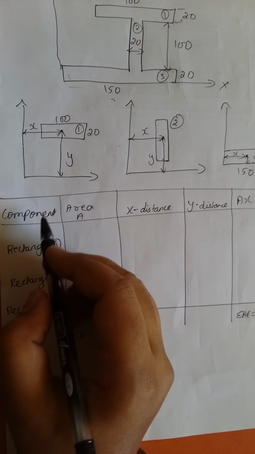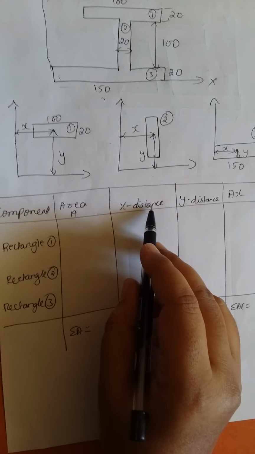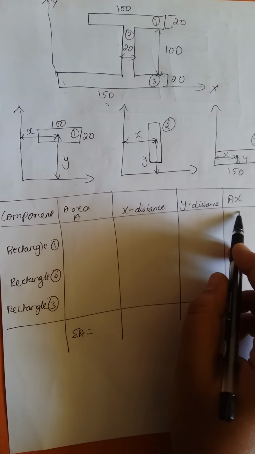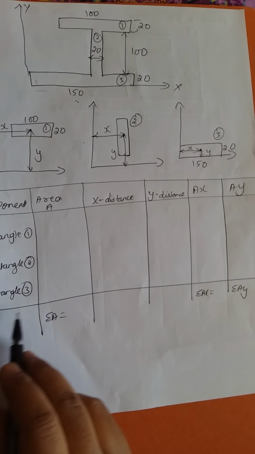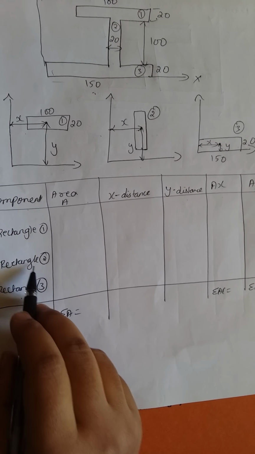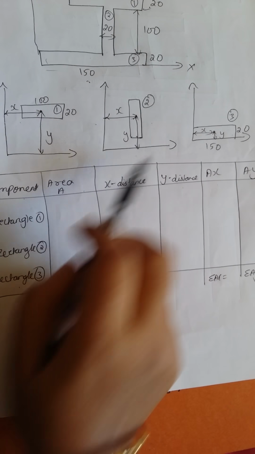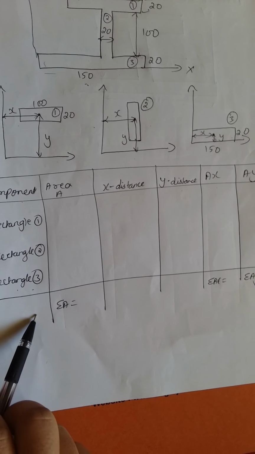Next, first you have to draw the tabular column: component, area, x distance, y distance, a x, a y. This is a tabular column you have to follow for all the problems. Next, here I have taken rectangles 1, 2, 3. Since I have 3 rectangle components in this I section, I have separated like this. I have taken 1, 2, 3 components here.